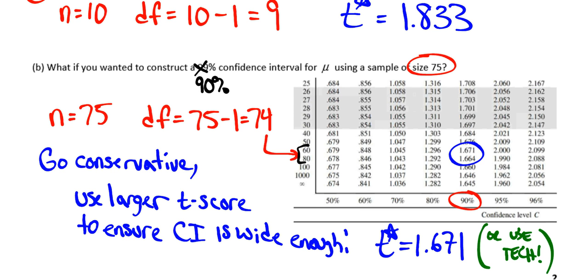The other thing you could do here is use technology, and that would give you a more accurate t-star that would be a little bit more specific. It would be a t-star somewhere between those two decimal values.